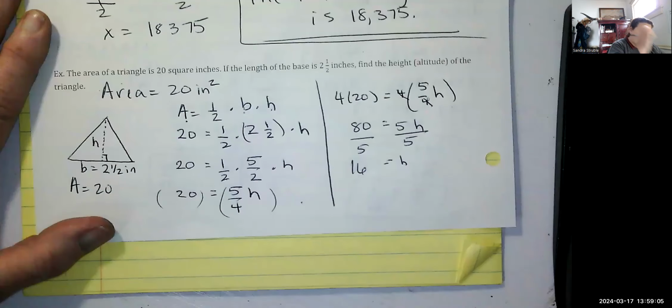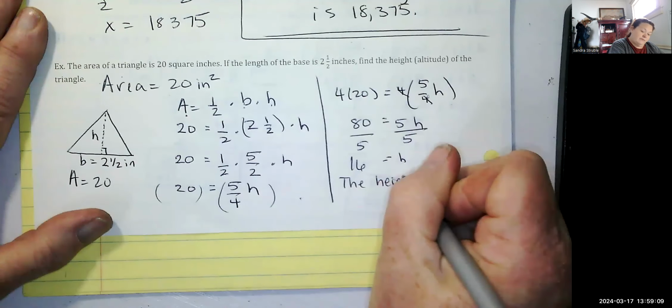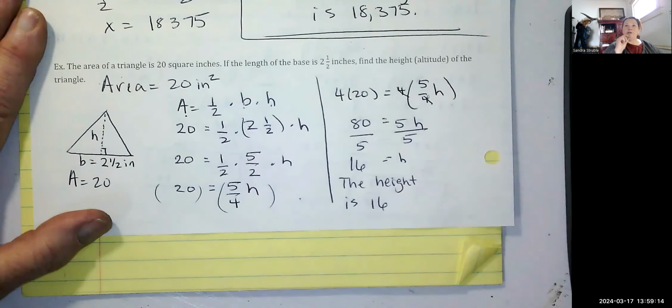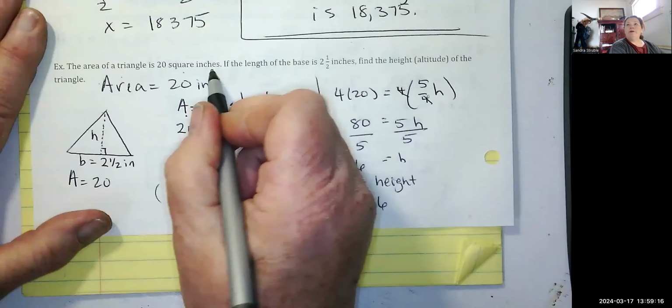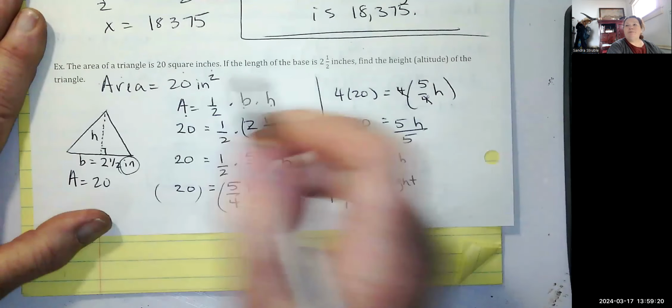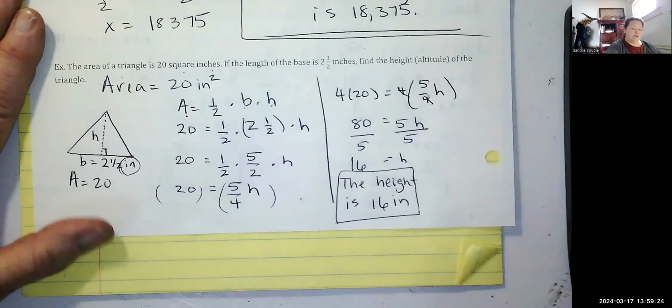Finally, the answer needs to be in sentence form. The height is 16, and then correct units. It's not square inches. The height is measured in inches because remember the area is measured in square inches. So the height is 16 inches.